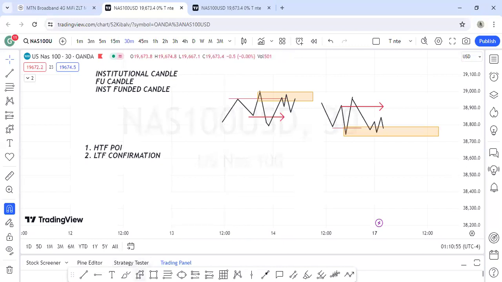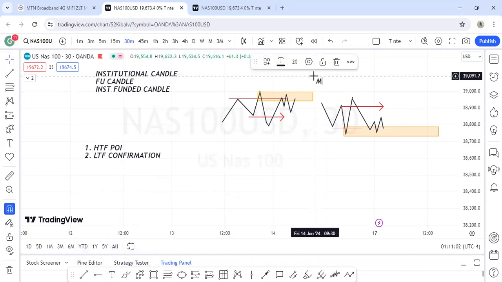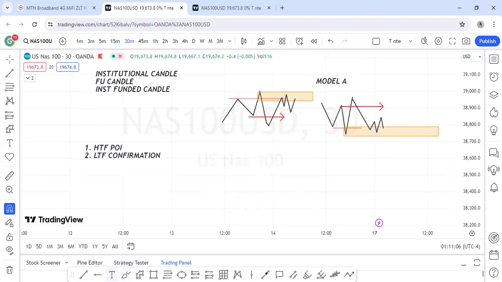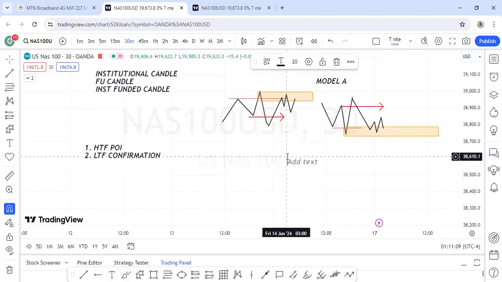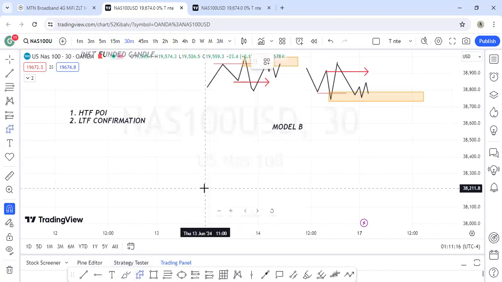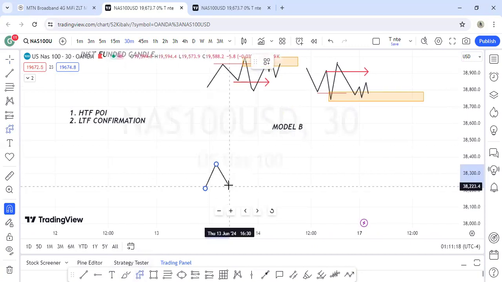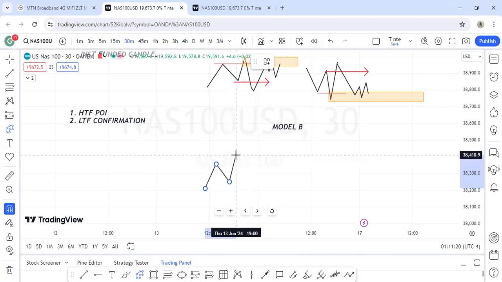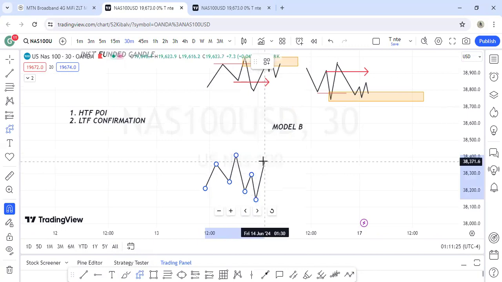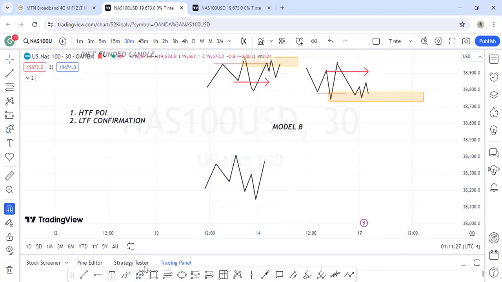Note that this institutional candle can also look different. This is model A. Model B is also the same thing, but it is the one that has an inducement. Model B looks like this: you see price run the liquidity, then break, and create some kind of inducement before coming above. So this is model B.